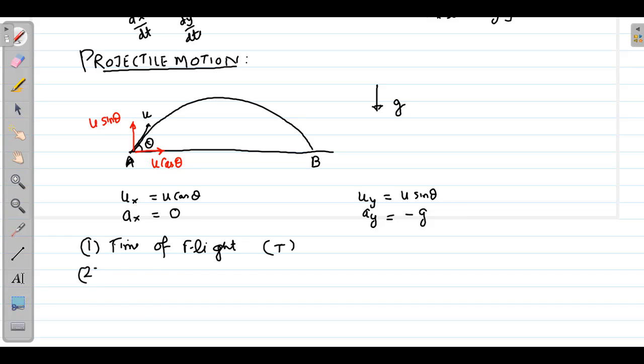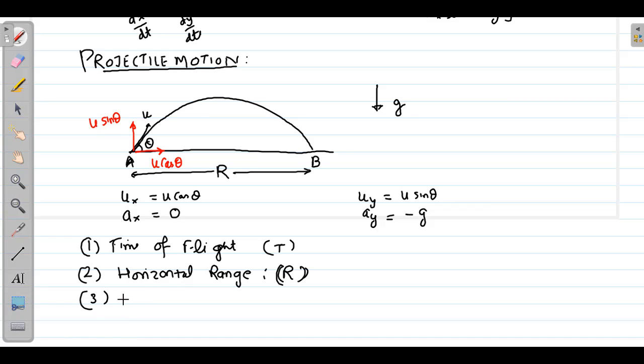Second term which we will find is the horizontal range. Horizontal range is the distance covered by the projectile during its flight time. That is, the object reaches horizontally from A to B. So this distance is the range or horizontal range of the projectile. This horizontal range is generally referred to by capital R.